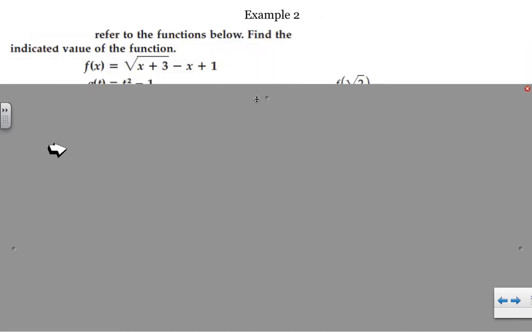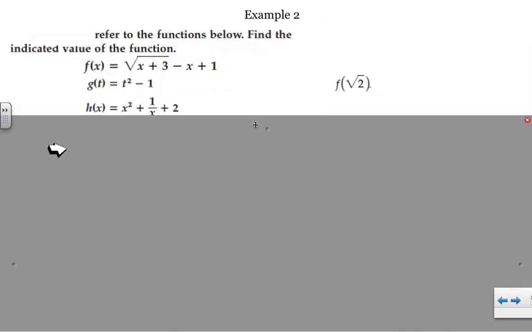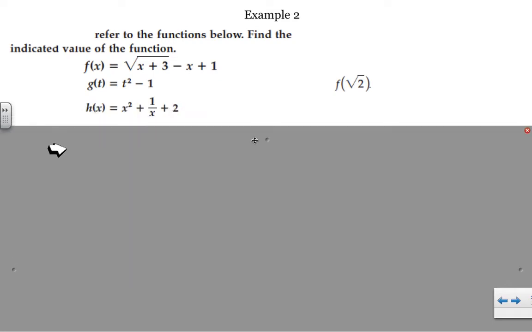Okay, example number 2. Now these are functions, and it gives you 3 different functions. Now I want you to realize that on your homework this is going to happen. You're going to be given functions. Now I hope you're familiar with function notation. Okay, f of x, g of x, h of x, that you're familiar with the terms. Okay, a function, f of x, is not f times x. It's saying it's a function of x. So x is the input, and f of x is the output.